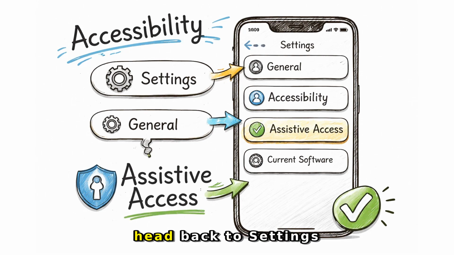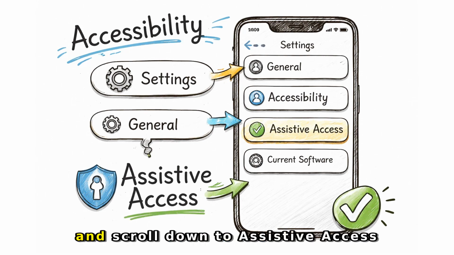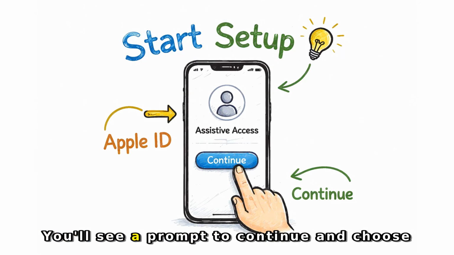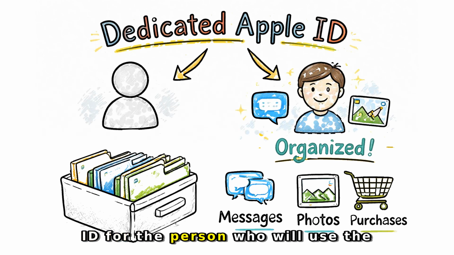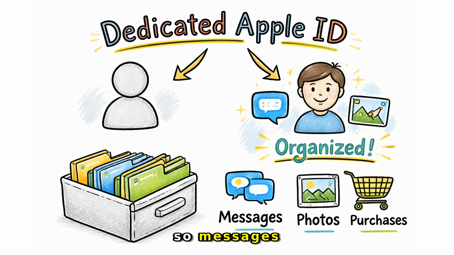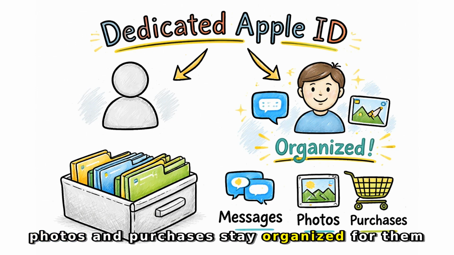When that's done, head back to Settings, tap Accessibility, and scroll down to Assistive Access. Tap it to begin. You'll see a prompt to continue and choose an Apple ID. You can use your own, but it's best to use a dedicated Apple ID for the person who will use the phone, so messages, photos, and purchases stay organized for them.